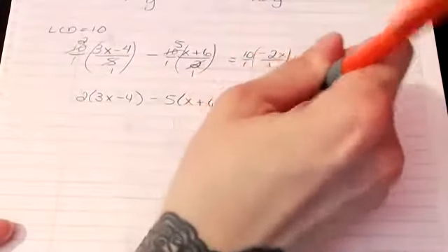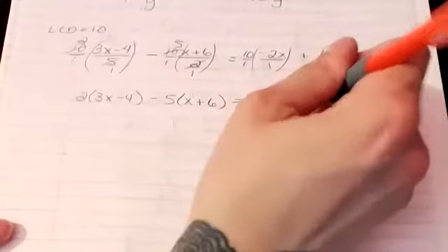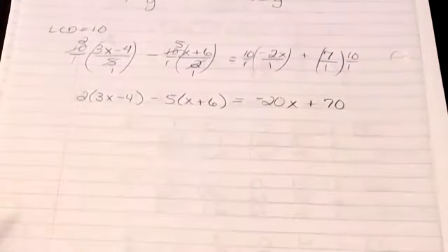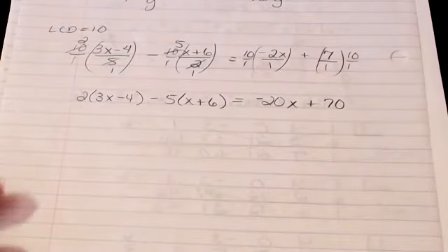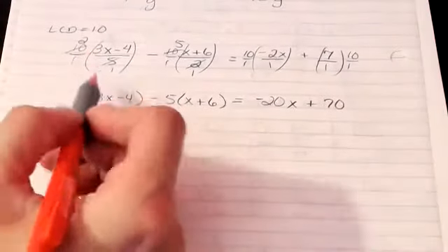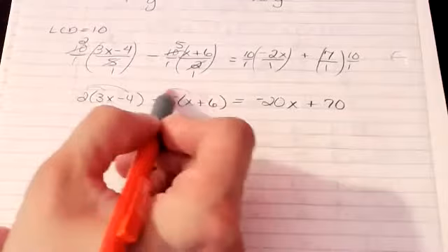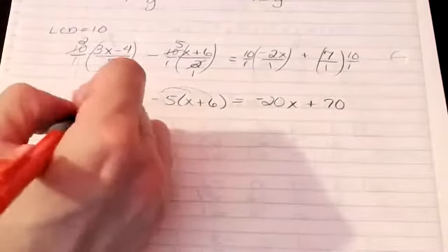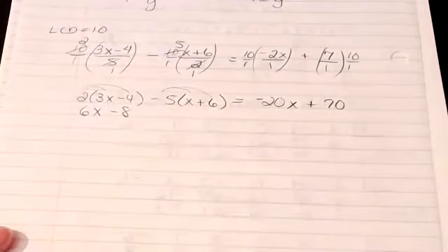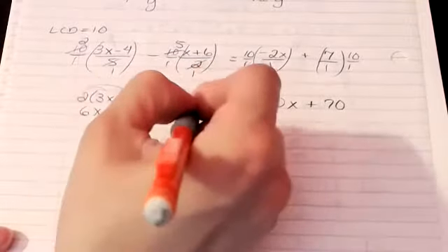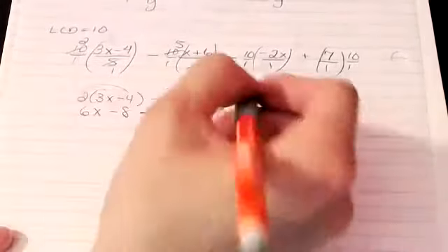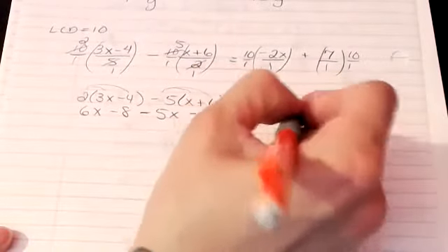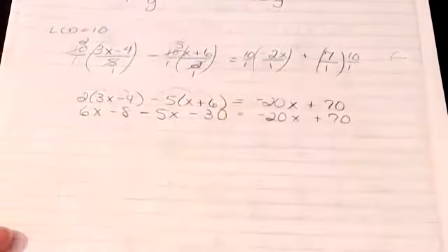So 10 times a negative 2x, that's simply negative 20x. And then 7 times 10, that's simply 70. At this point, this problem becomes a lot nicer because we have no more fractions. So we're just going to go ahead and distribute throughout. We're going to do this carefully. We get 6x minus 8 minus 5x minus 30. We're going to be very careful with those signs, right? Is equal to negative 20x plus 70.